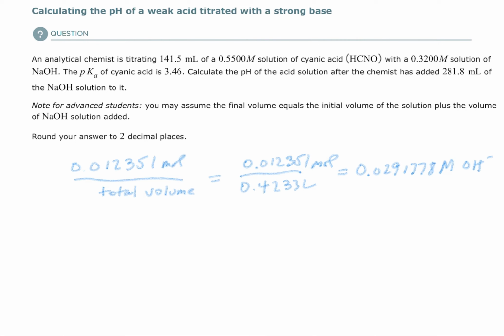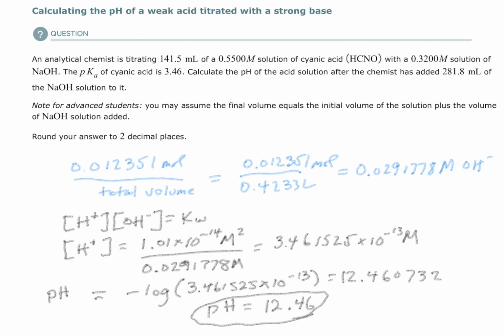So I have the moles of hydroxide divided by the total liters of the acid and base that were put together, and I have a hydroxide molar concentration of 0.029. Now, if I was asked for the pOH, I would just take the negative log of that and I'd be done. But I'm asked for the pH, okay, which means I need one more step.